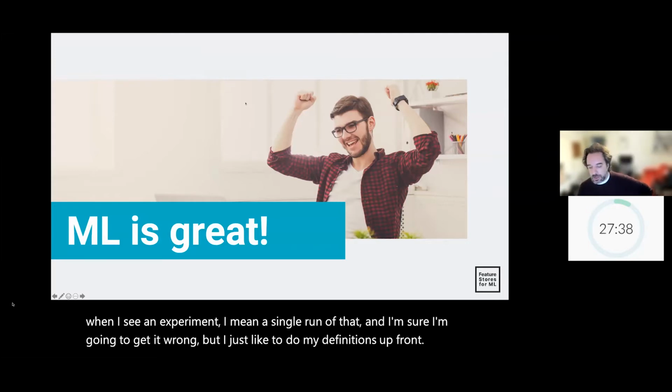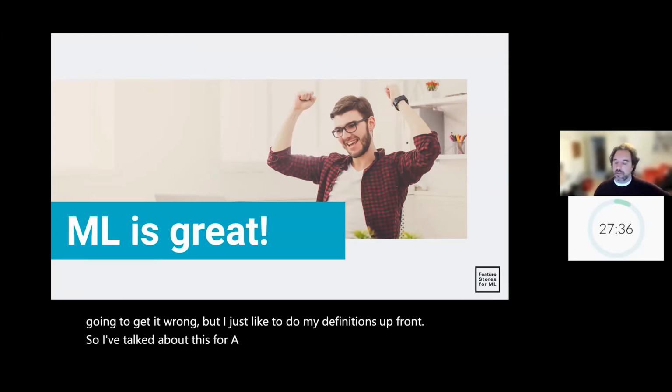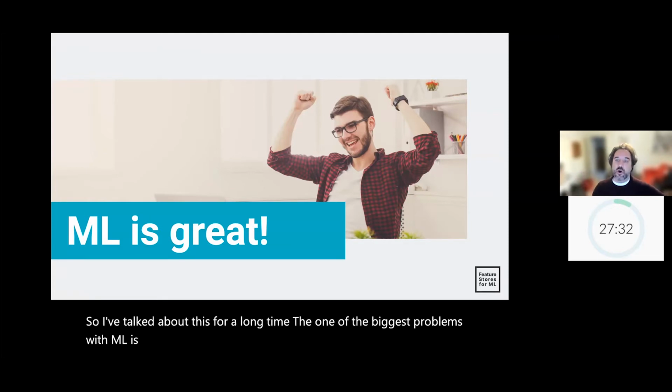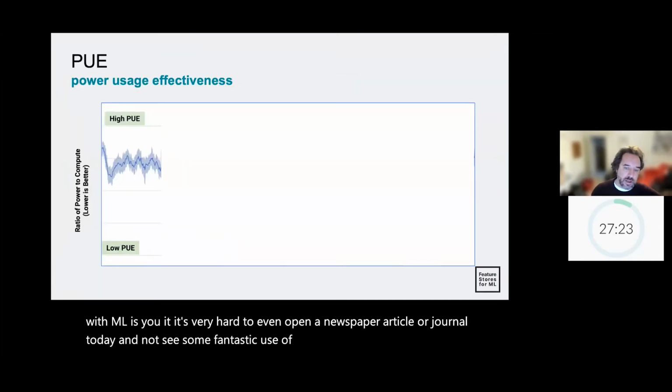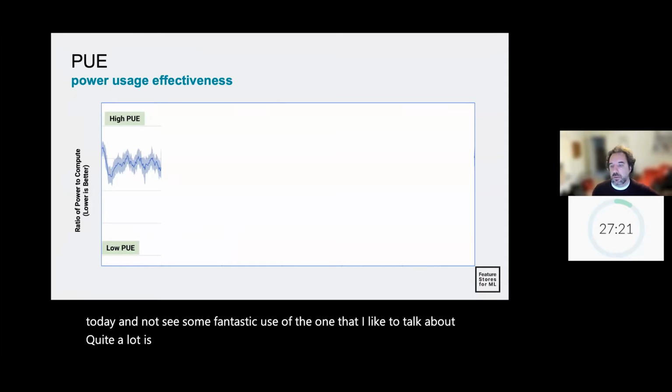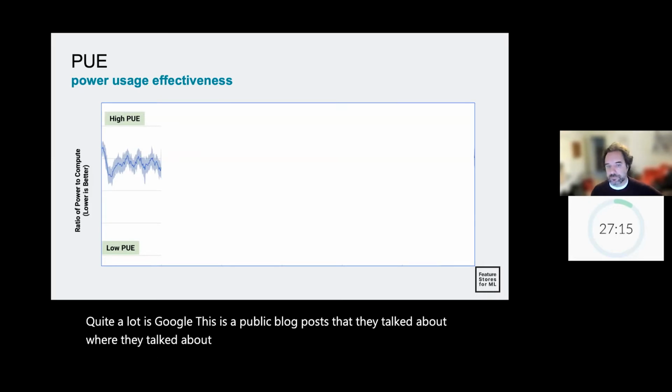So I've talked about this for a long time. One of the biggest problems with ML is it's very hard to even open a newspaper or article, a journal today, and not see some fantastic use of ML. The one that I like to talk about quite a lot is Google. This is a public blog post where they talked about using ML against their data centers.